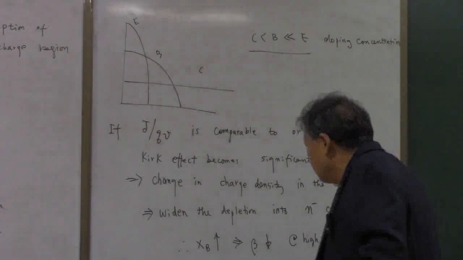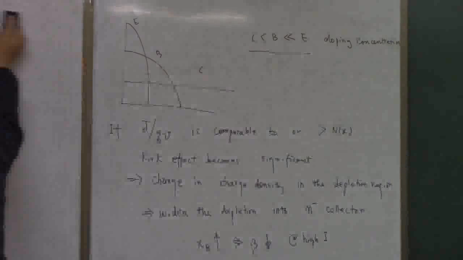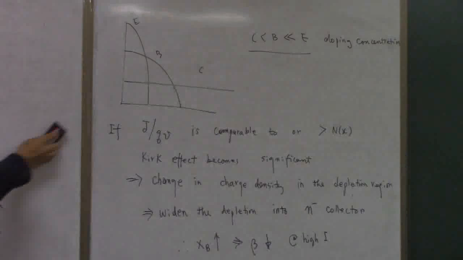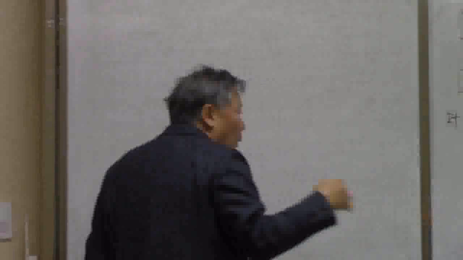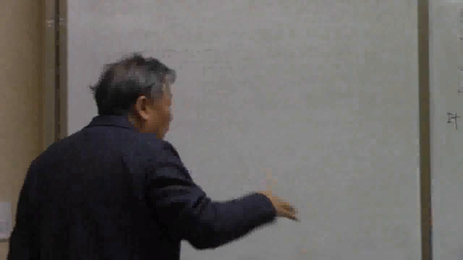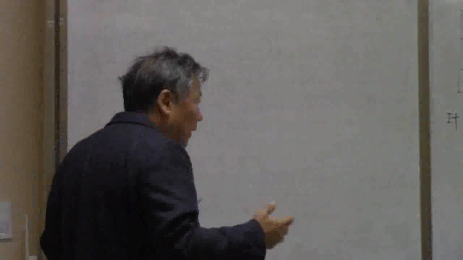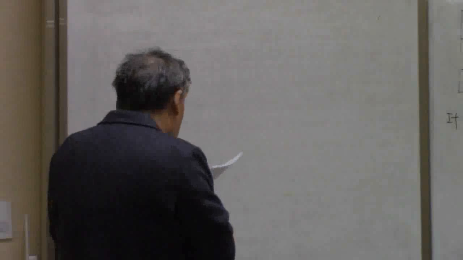And the details of this can be found in the literature. I'm just going to give you a brief idea of what happens in the collector and the base when we have a high current, and what the effect is on the beta, the gain of the transistors.